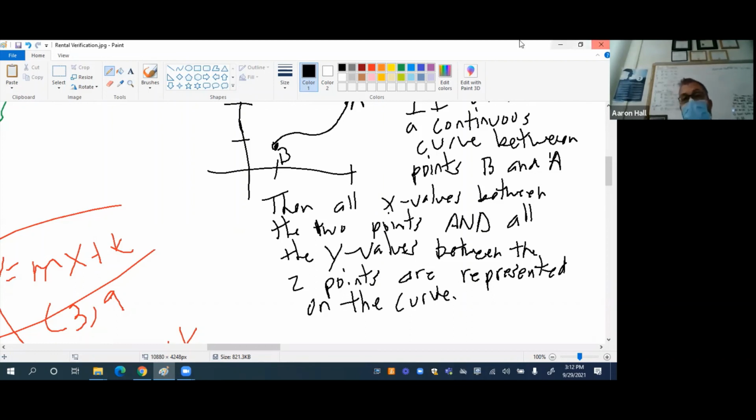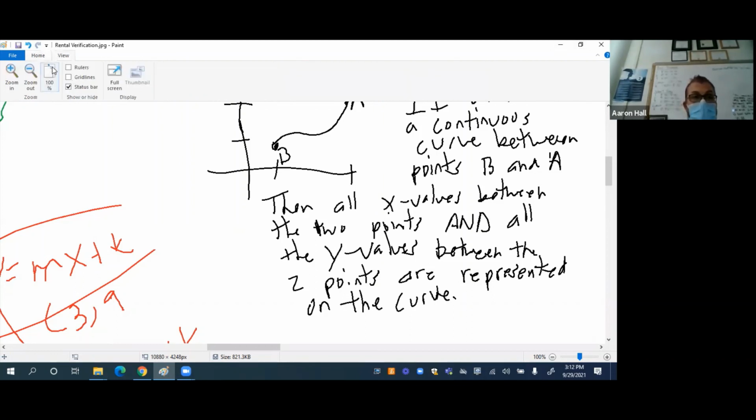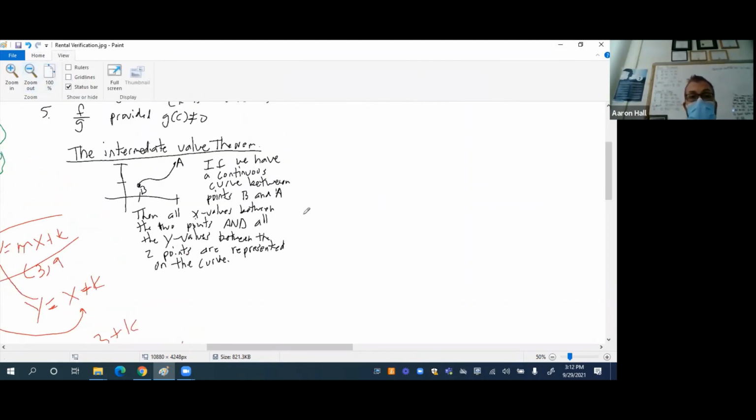I'm sorry, I'm not a huge fan of this theorem because it seems so intuitive. Why wouldn't that be true? If you have 2 points and you have a continuous curve between the 2 points, why wouldn't all the x's and all the y's be included?